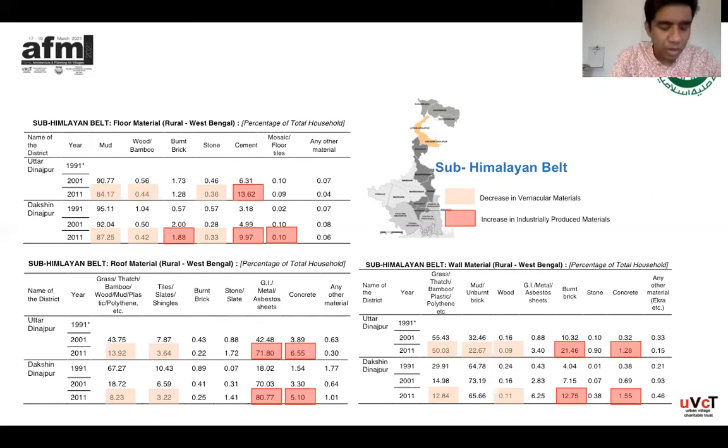Then the principal roofing material in the sub-Himalayan belt is made of GI, metal, or asbestos sheets. The region has witnessed a decline in the use of tiles, slates, and shingles, which are the indigenous materials. However, grass, thatch, bamboo, plastic, and polythene are still the second most popular roofing material in the region. Concrete as a building material is witnessing a gradual rise in its usage too.